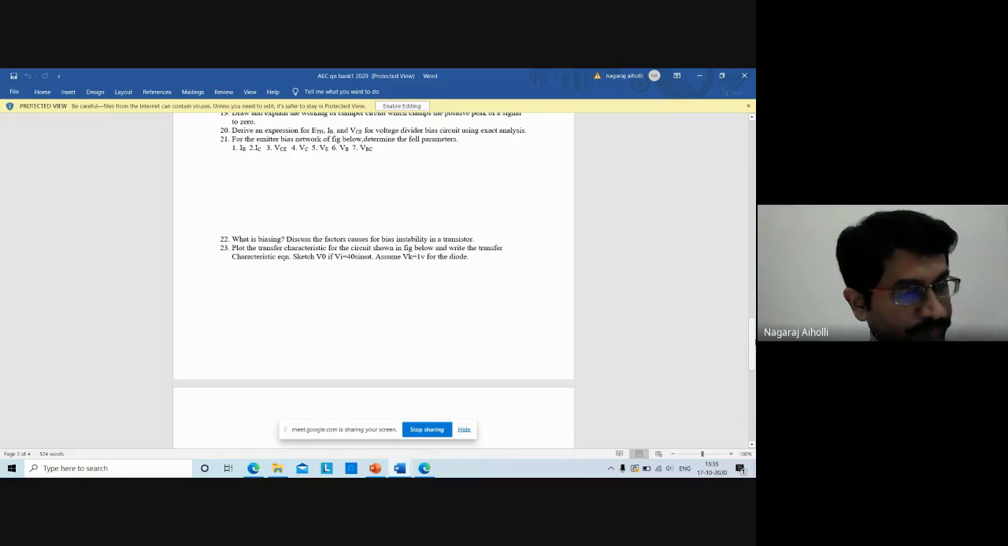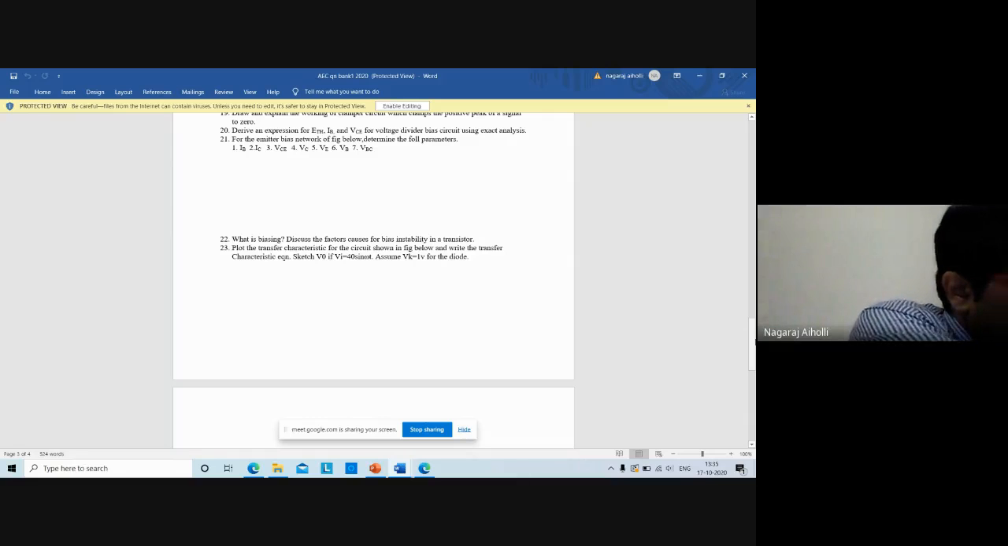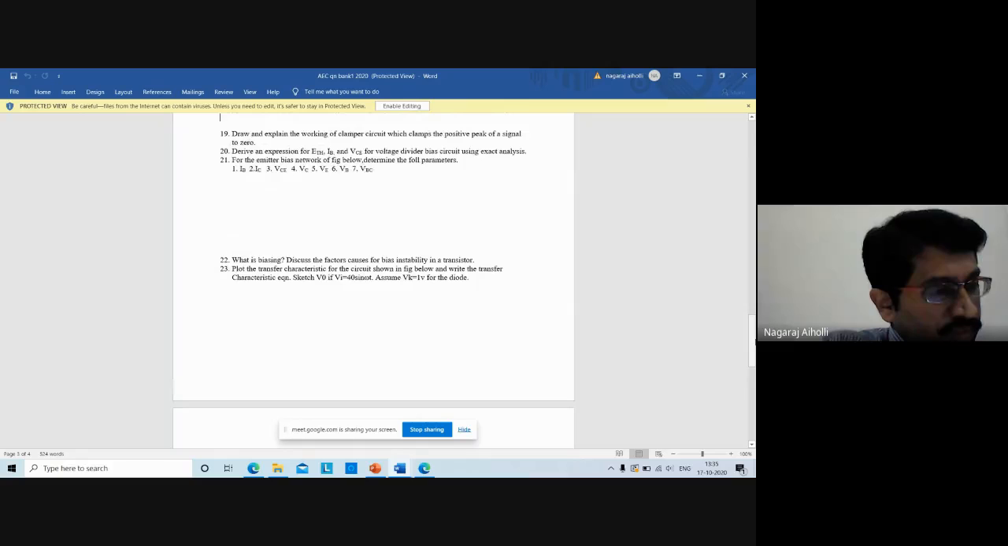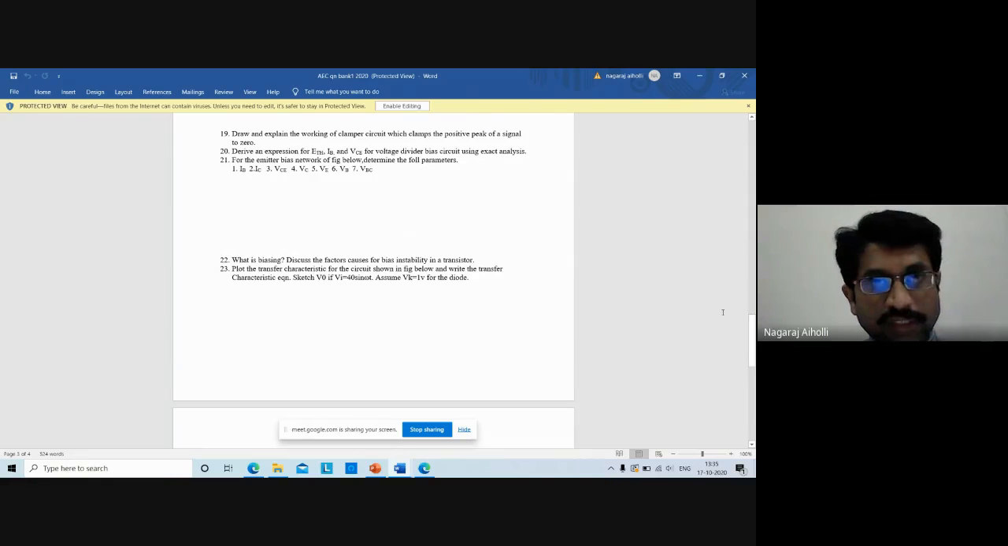Question number 19: draw and explain the working of a clamper circuit which clamps the positive peak of a signal to 0. This is also solved in class. What is meant by clamping the positive peak of a signal to 0? Whether it is a positive clamper or a negative clamper, that is what they have asked.